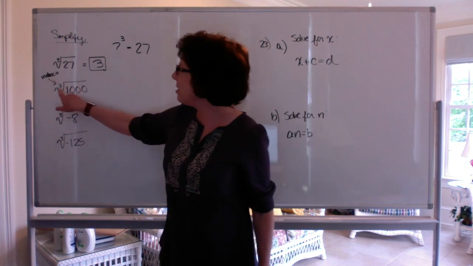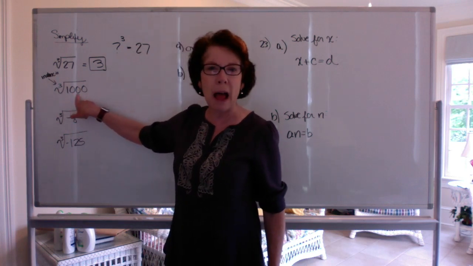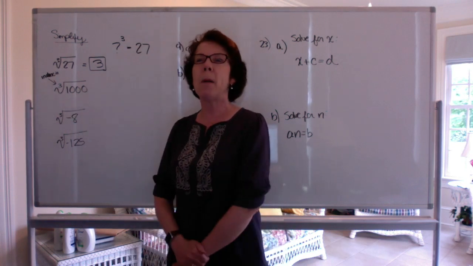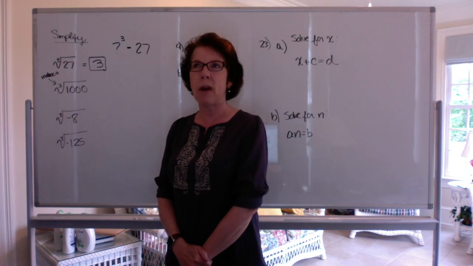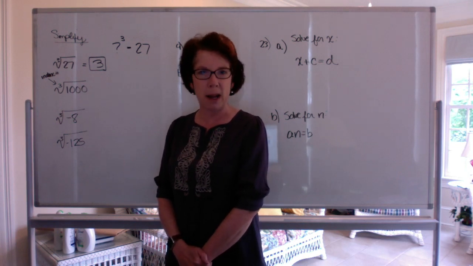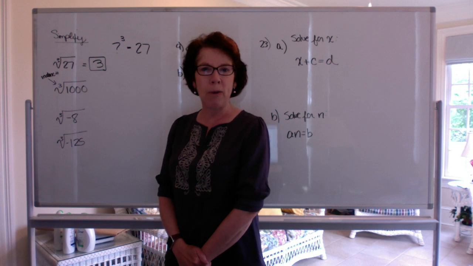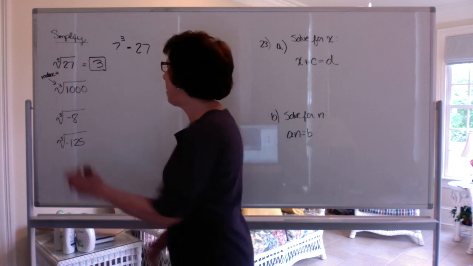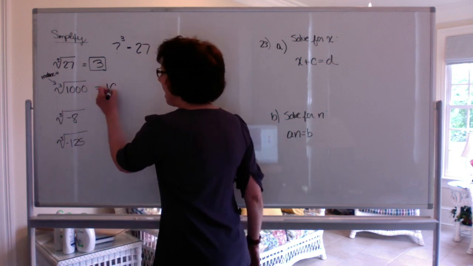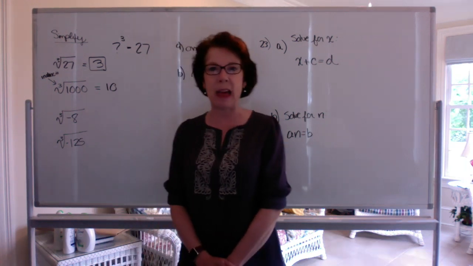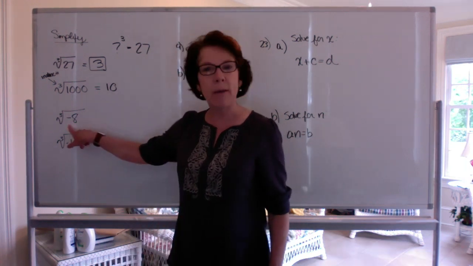Okay, so what is the cube root of 1,000? What number multiplied by itself 3 times would give me a product of 1,000? Well, I hope you thought of it by now. It is the number 10. 10 times 10 times 10 is 1,000. Now, this is something we've never seen.